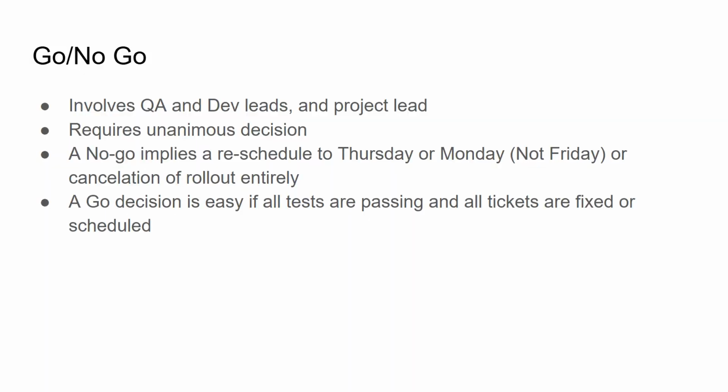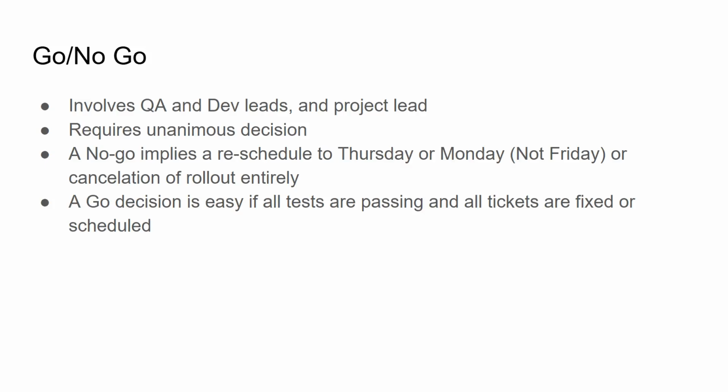Prior to the release, we run a go, no go session, which essentially involves a vote. It involves the lead QA and lead dev and the project lead. It requires a unanimous decision. If anyone thinks that it's not ready, we will postpone the release or cancel it altogether.